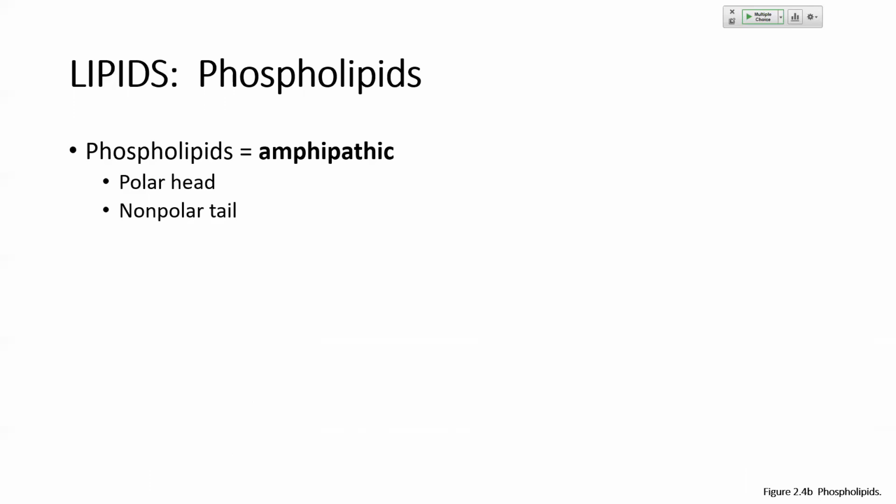Both polar and non-polar. So there's one region of this very same molecule that is polar, meaning that it likes water, it's hydrophilic, and then there's another part of the molecule, which are the tails, that are non-polar, meaning that they are hydrophobic and they do not like to interact with water.